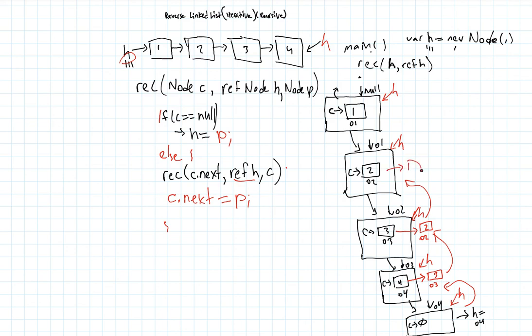Changing to 01, which is 1. Coming back, assigning to null, which is this one. And it's finished. So in the next video I'm going to show you in the code.